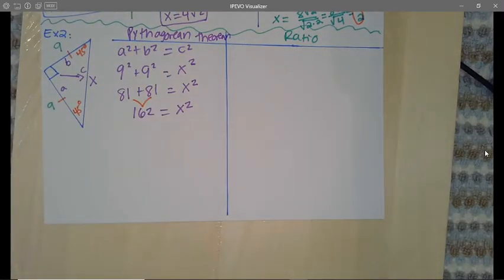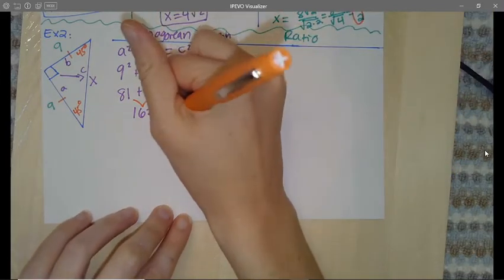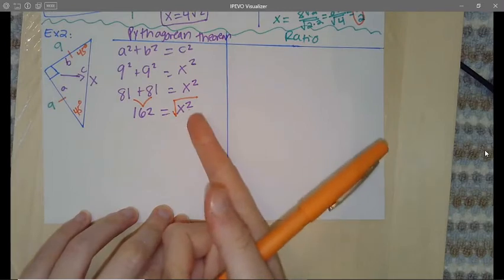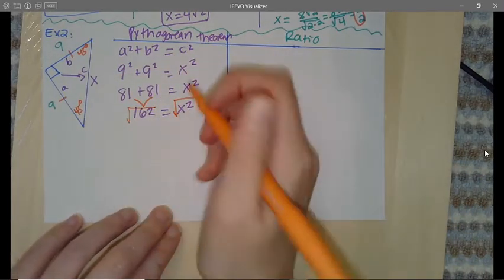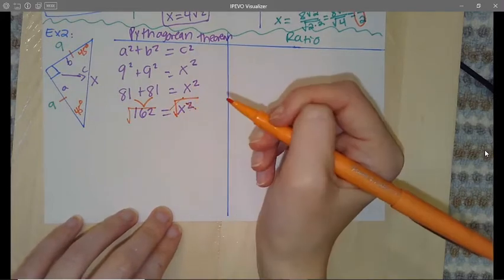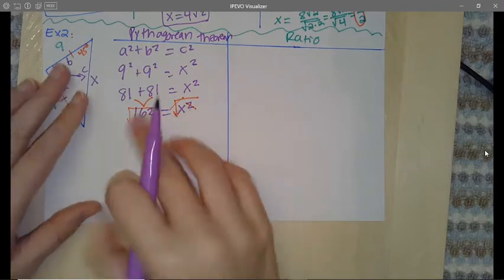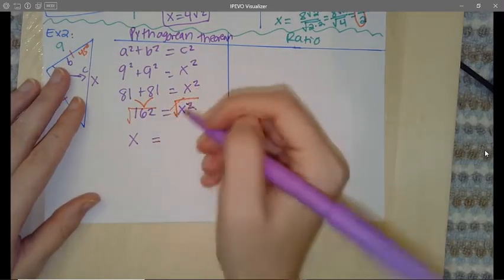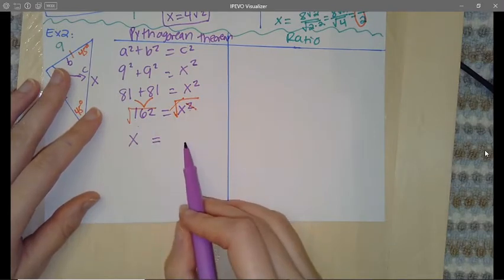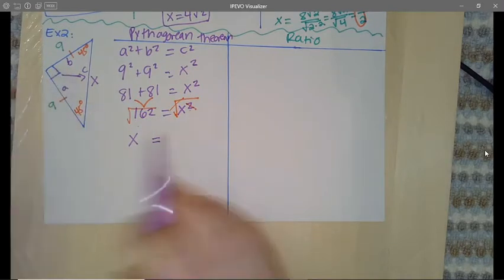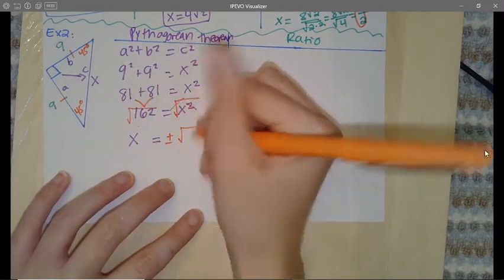The way that you undo a square, the inverse of a square, is to square root. And if we square root one side of the equation, we have to square root the other side. So the square root and the squared will cancel out. Now, I like to write my x first, so I'm going to write this answer on this side. So I'll have x equals, and remember, when you square root both sides of an equation, what will appear on the other side of your equal sign? That would be a plus or minus. Then we're going to have the square root of 162.